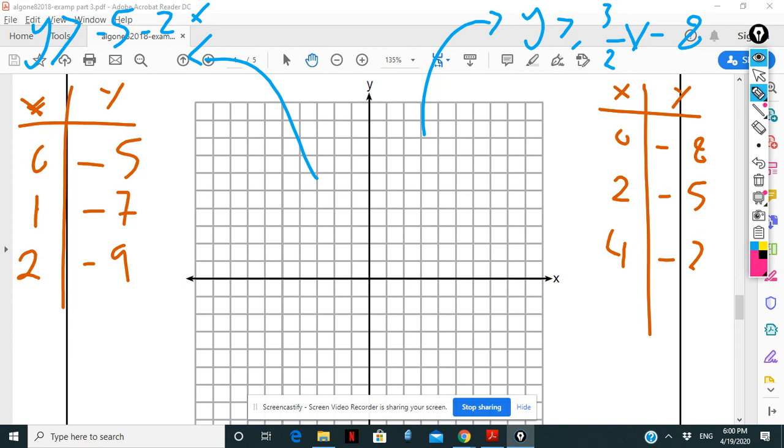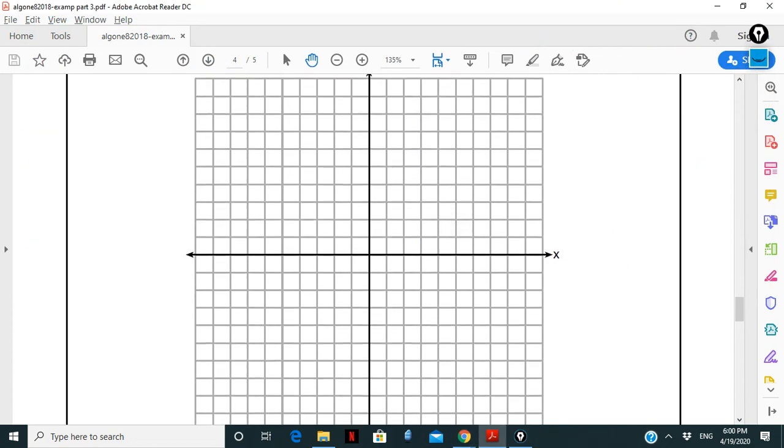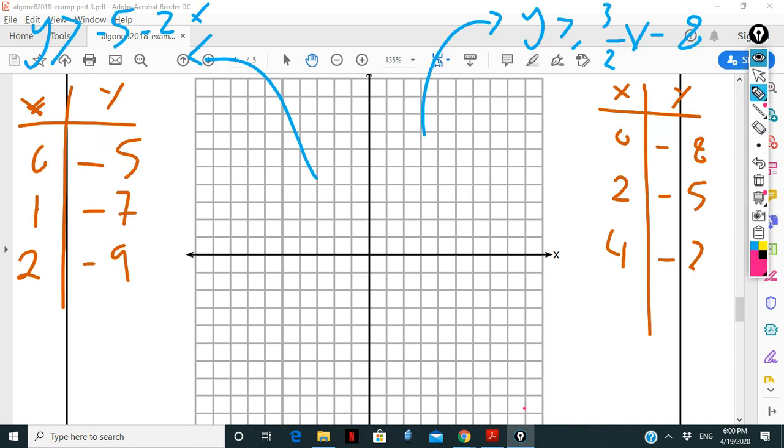So for the first function, x was 0, 2. X was 2 and, sorry. Here's height. Wait a second. Height. Move it up.